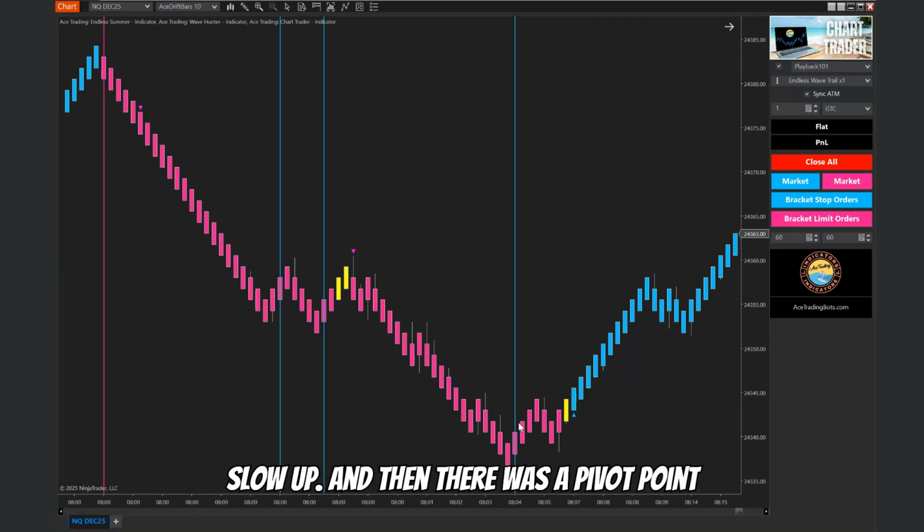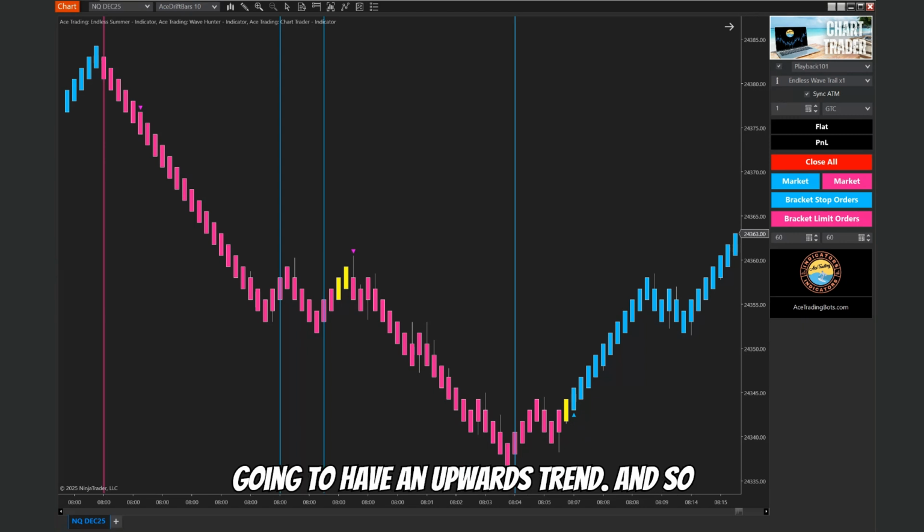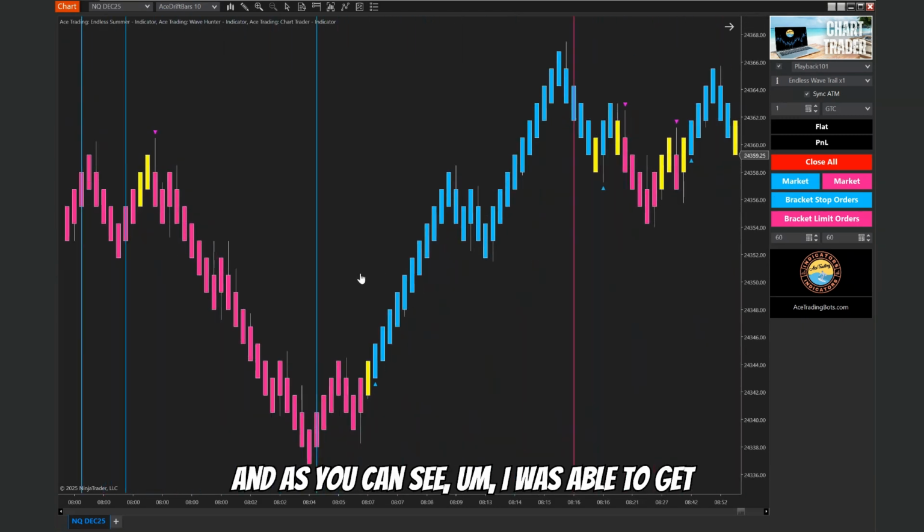And then there was a pivot point from Endless Summer, which is this vertical line, and then I wait. I'm very patient. I wait for this little blue triangle here that says the market has now shifted and is going to have an upwards trend. So I just get in with my market order, I just go bang, press that there, and I'll get into that market. And as you can see, I was able to get a fair bit out of that before it turned around.